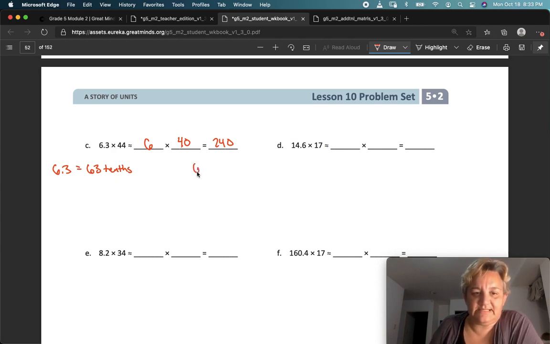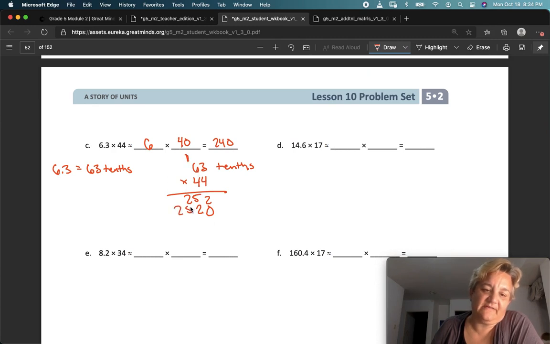So 63 tenths times 44, right? 4 times 3 is 12, carry the 1. 4 times 6 is 24, plus 1 is 25. Drop the 0. 4 times 3 is 12, carry the 1. 4 times 6 is 24, plus 1 is 25. And now I've got 2, 7, 7, 2 tenths.